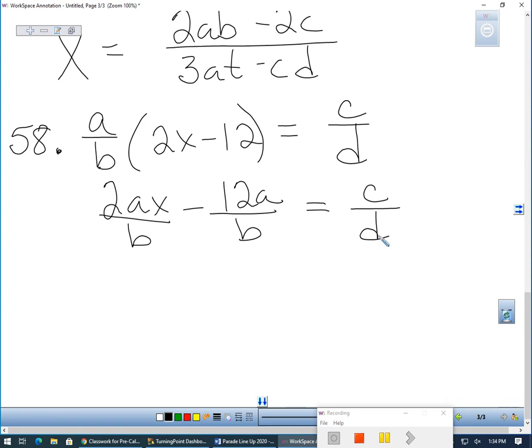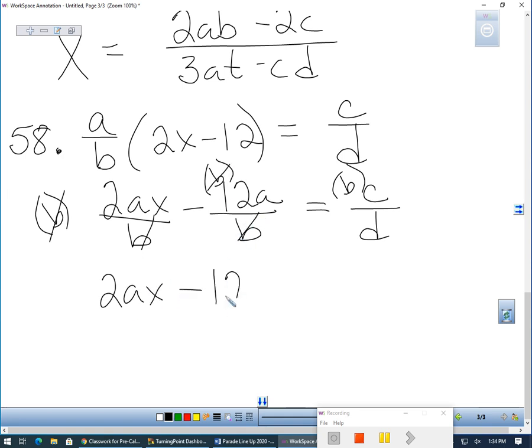Now what do we want to do? Okay, you want to times by b? Sure. Let's times everything by b. Clear most of the fraction. So here the b's will cancel. I have 2ax minus, here the b's cancel, 12a equals bc over d. I like it alphabetical. It's not wrong if it's not, but.